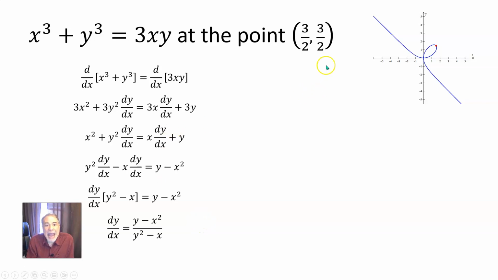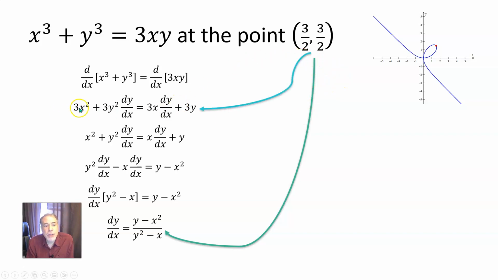Now remember, we wanted this at the point 3/2, 3/2. So I've got to take those numbers and plug them in for x and y. And really, I could have plugged in the numbers up here right after that first step when I was done differentiating, or at any time in between. So if it's easier to put the numbers in early and just work with an equation that has numbers in it and the dy/dx to solve for, you could do it that way. But at some point, I've got to plug in 3/2 for x and 3/2 for y. And if I do that here, I get dy/dx equals 3/2 minus (3/2) squared over (3/2) squared minus 3/2.